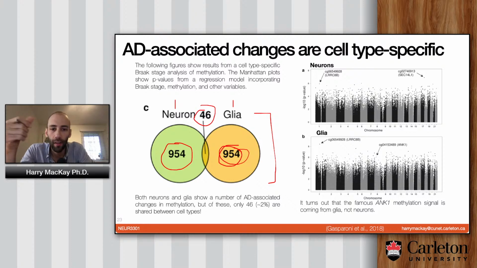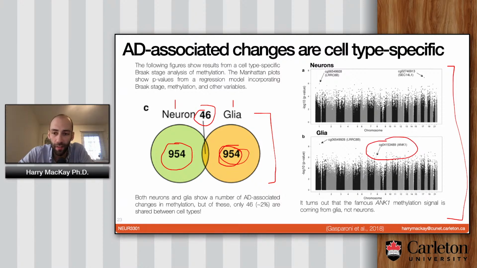So what it means is that to really understand what's happening epigenetically, you have to look at these two cell populations separately. And here are the methylation Manhattan plots showing the association between methylation level and Alzheimer's status in neurons and glia separately. And by the way, they did replicate the finding with the ANK1-associated CpG. They found the same one that the original authors found, but the signal is coming from glia, not neurons.